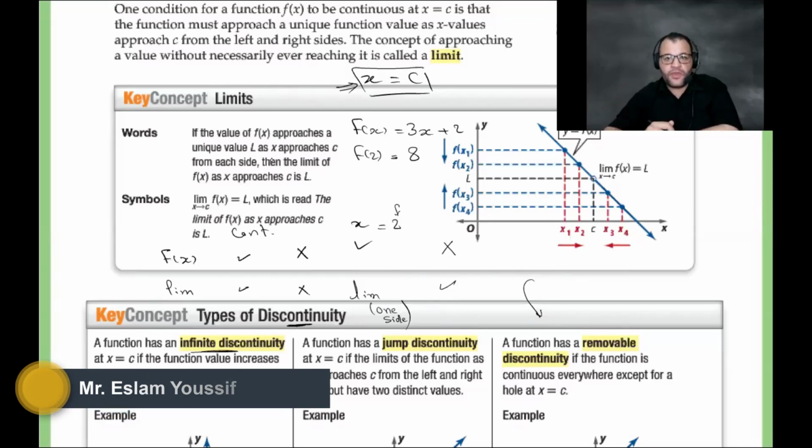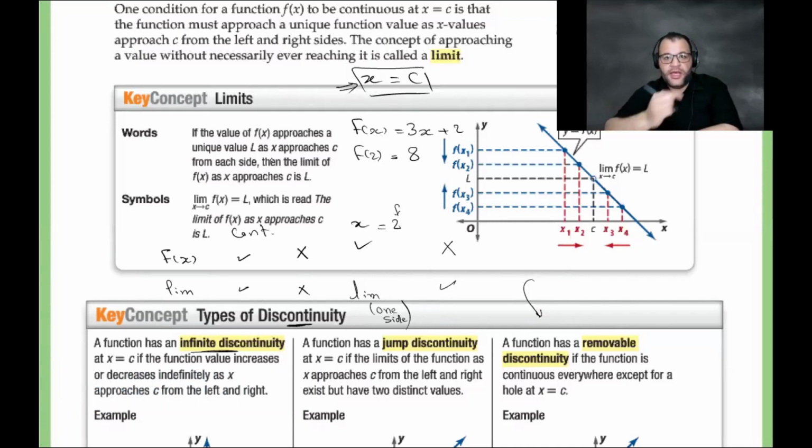Now you are close to 2 from the left side, not from the right side. So that's the meaning of a limit from the left side, from the negative side. From left, it means from the negative side. And now you have to check from the right side.